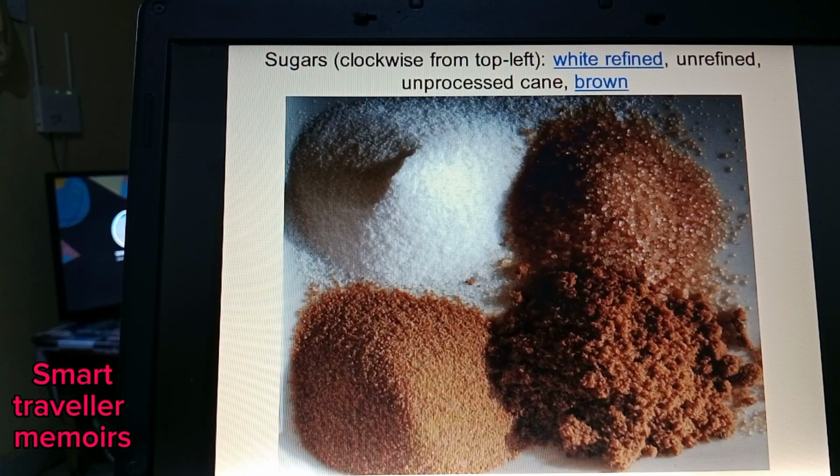We will be using sugar, and there I will show you different types of sugar. Sugar clockwise from top left: white refined sugar. Then we have unrefined and unprocessed cane sugar, which is brown.